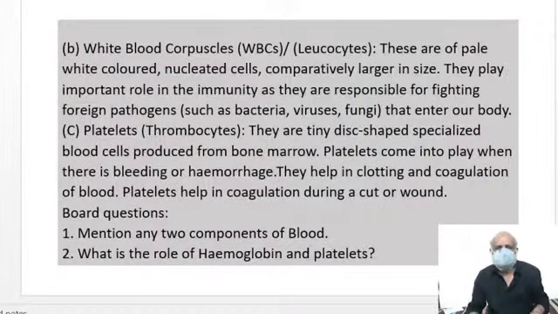As we know, the function of WBC, they are fighters and maintain immunity of the body. What is the role of platelets? Platelets are produced from bone marrow. Platelets come into play when there is a bleeding or hemorrhage. They help in clotting and coagulation.